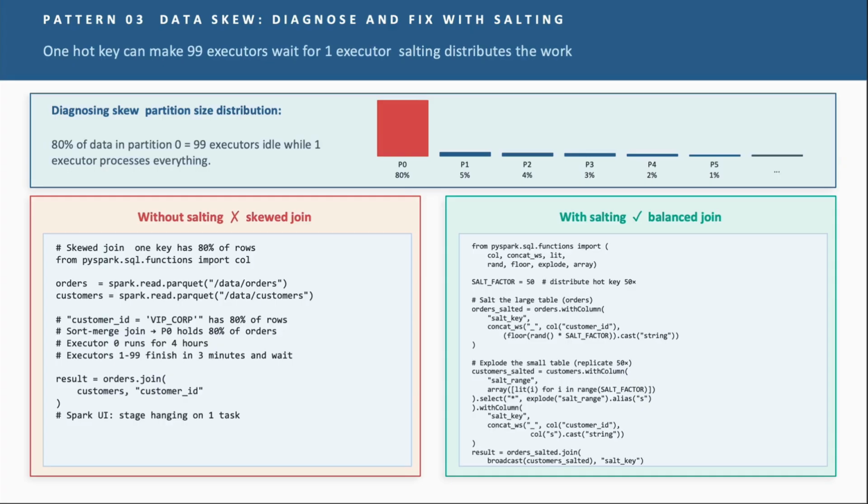We also replicate the small table 15 times with the matching suffix. So every salted version of VIP Corp has a matching lookup row to join against. Then wrap the replicated small table in broadcast to avoid a new shuffle. So the whole key is now distributed across 15 executors instead of one. So 18% of data is parallelized. Job completes in minutes instead of hours.